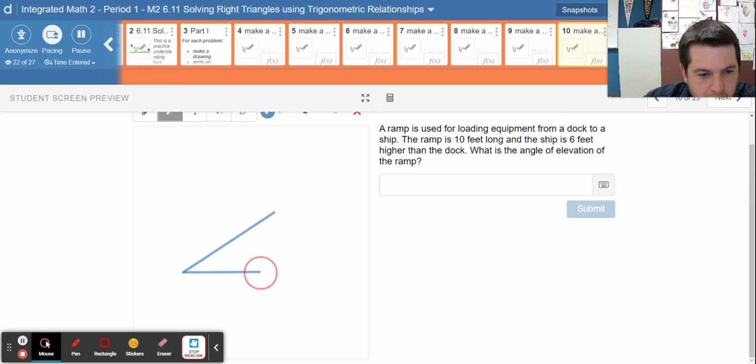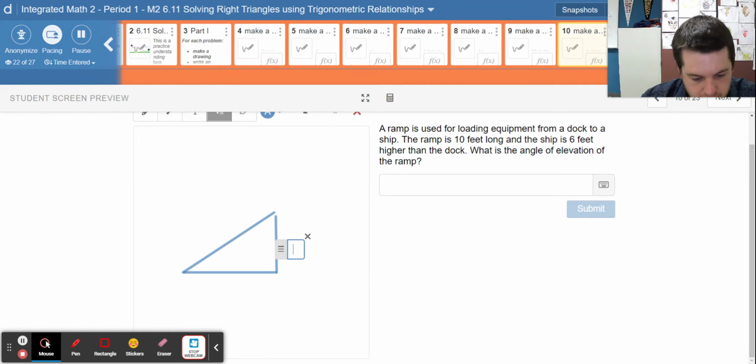So we have our ramp that's going up to the ship. And we know that the ship is 6 feet higher, so this will be 6 feet here. And the ramp is 10 feet long. So that means that the ramp, what we're going up, this would be the 10 feet here.